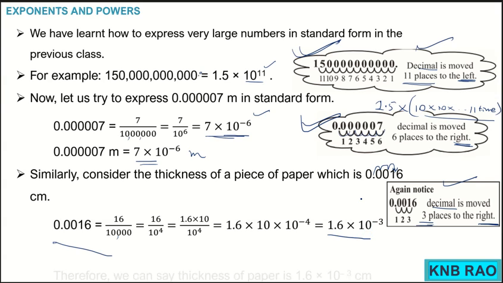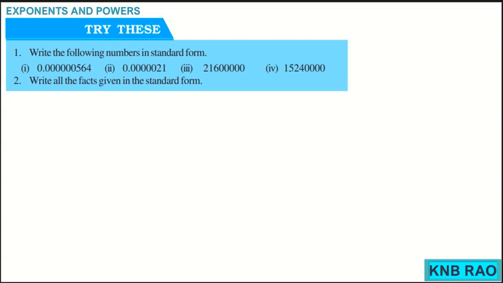Therefore, the thickness we have already got, and let us come to solving. Try these questions. Write the following in standard form. Coming to question number 1, I have to shift this point once, twice, thrice, 4 times, 5 times, 6 times, 7 times. So then it becomes 5.64 into 10 to the power minus 7. 1, 2, 3, 4, 5, 6, 7 times I have shifted.